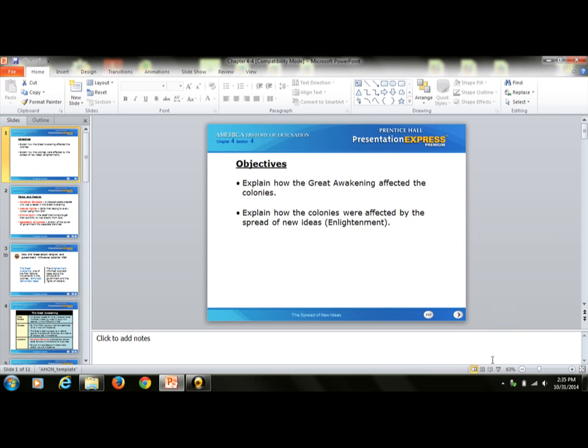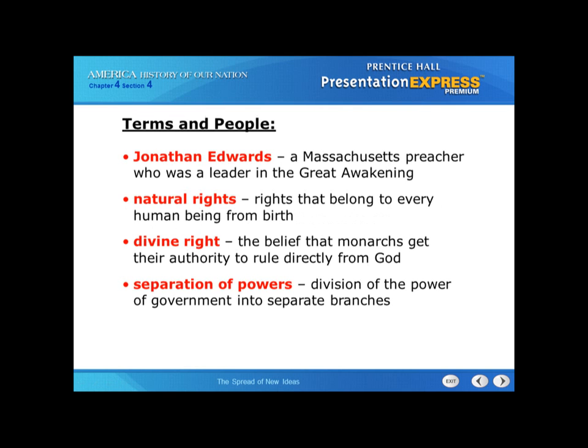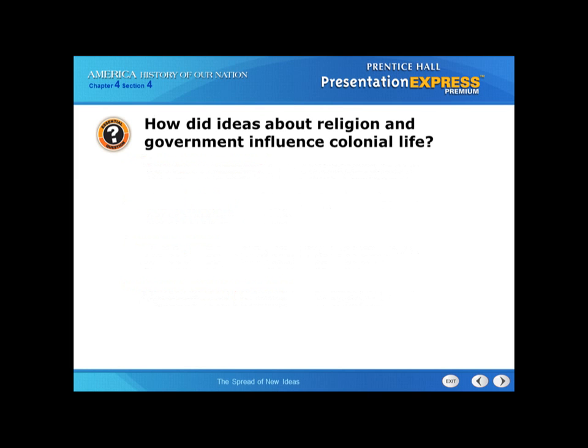All right, this PowerPoint will cover the Great Awakening and the Enlightenment. We're going to look and see how both of those affected the colonies. There are some famous people here, Jonathan Edwards, and some terms: natural rights, divine rights, separation of powers. We'll cover them during this PowerPoint. How did ideas about religion and government influence colonial life?